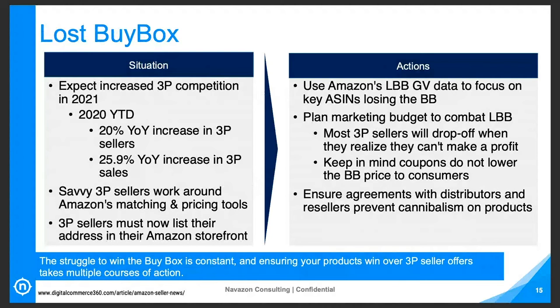And then normally that'll end up kicking that 3P seller off over time, just because they go, hey, this isn't worth it anymore. We can't make any money, and then they'll stop. And then you can just go back to a normal pricing strategy where you let Amazon use their algorithm in order to win the buy box.